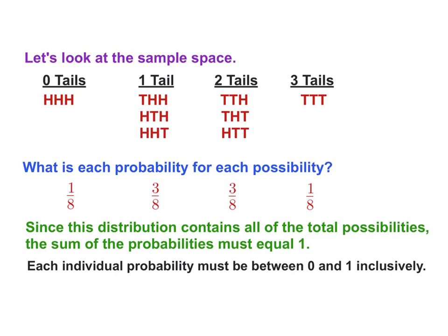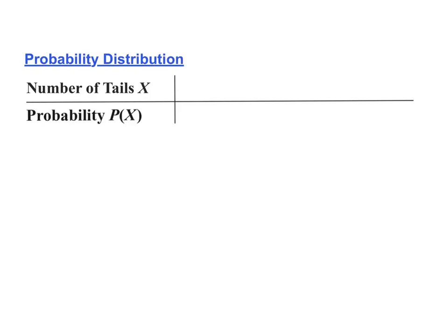Here's what it's going to look like. Here's my probability distribution. Similar table, except now I change the outcome, because the specific outcome we're looking for is the number of tails. Probability is still on the bottom. So what's going to go across the top for number of tails? 0, 1, 2, and 3. Those are all the possible outcomes for a number of tails. Below that go the associated probabilities, which we just figured out as well.